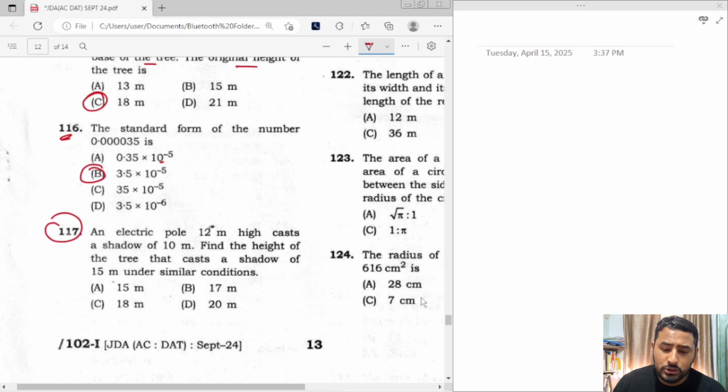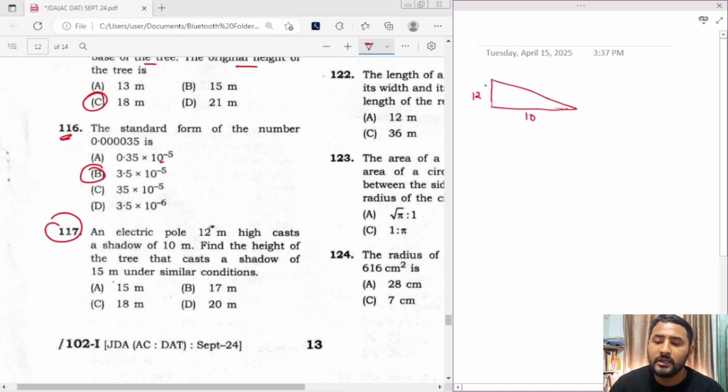117. An electric pole 12 meter high casts a shadow of 10 meter. So let's draw an electric pole 12 meter high, that casts a shadow of 10 meter. We always take this one as the hypotenuse. We should imagine that this is a pole, so it is casting a shadow, right? It will cast a shadow like this on the base. Base will be 10 meter, height will be 12 meter. Clear? But we should take an extra line, which would be called the hypotenuse, to make it a right angle.